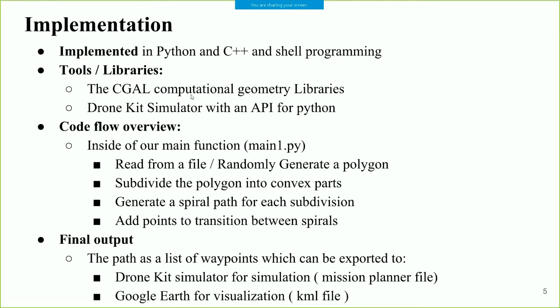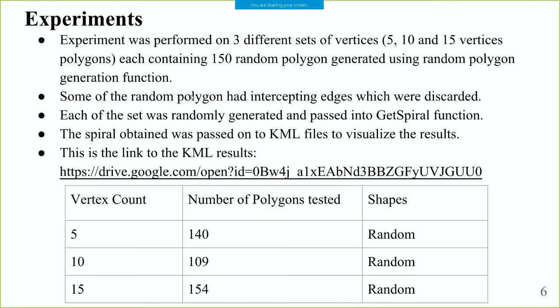So the final output that we get here is a KML file, which is a set of coordinates which can be visualized in Google Earth, and the other one is a DroneKit text file that can be simulated in the DroneKit simulator.